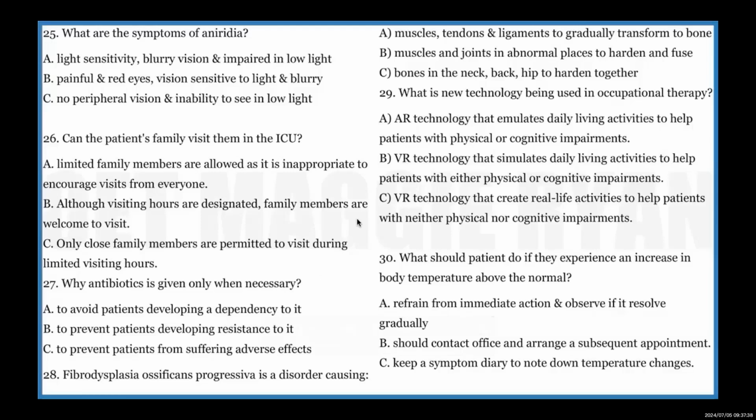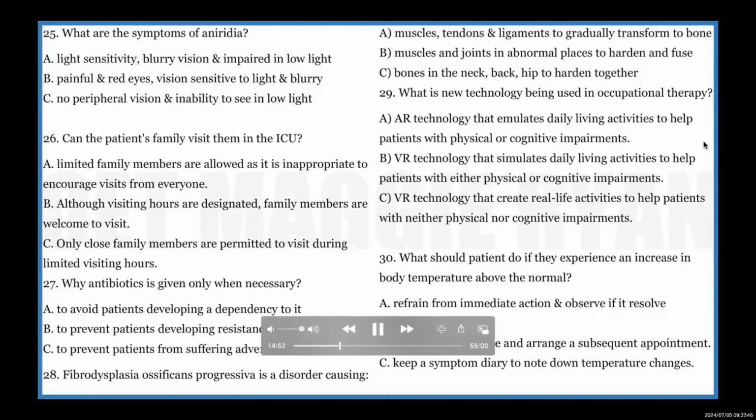Now look at question 26. You hear a conversation in which a nurse is talking to a patient in the intensive care unit. Now read the question.